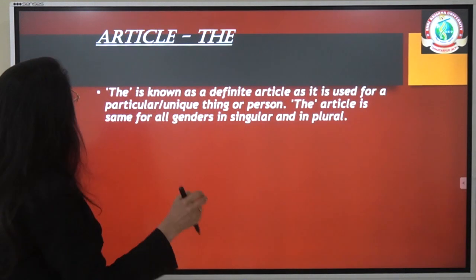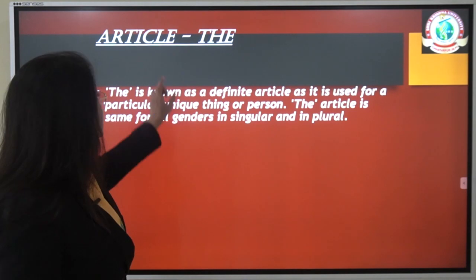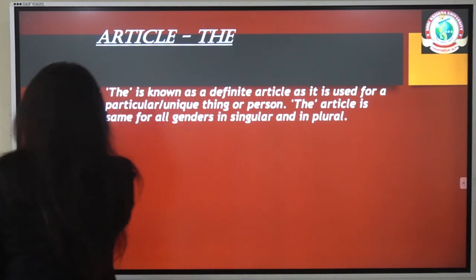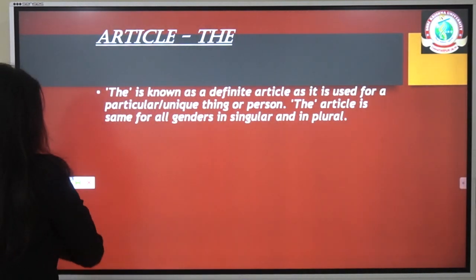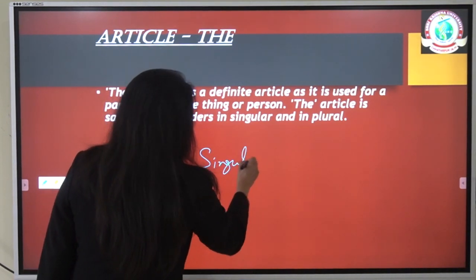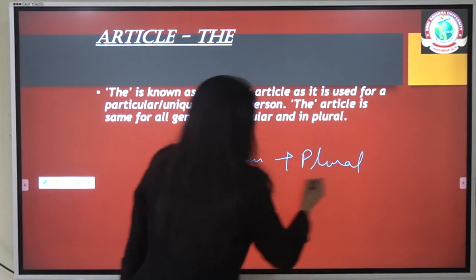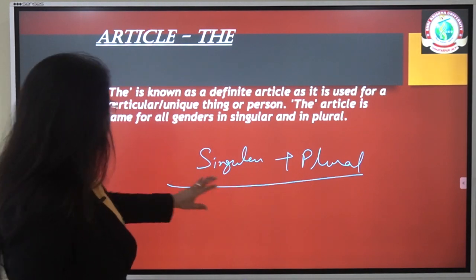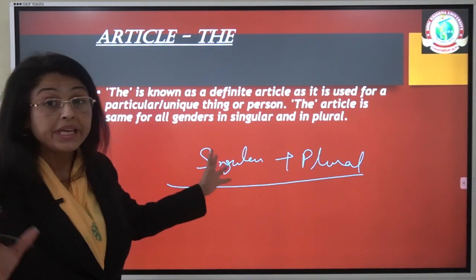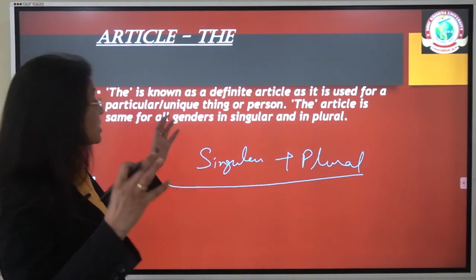Coming on to the next slide. Now coming on to article THE. Now this article is used for singular as well as for plural. It doesn't matter. The only thing you have to focus on here is whether the thing is unique in itself, is very particular, or you are talking about a particular thing.